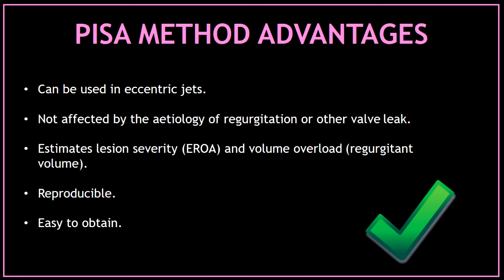And what are the advantages of this method? Even though it's difficult, the PISA method can be used in eccentric jets. It's not affected by the etiology of regurgitation or other valve leak. The PISA method can estimate the lesion severity and the volume overload. It is reproducible and is fairly easy to obtain.